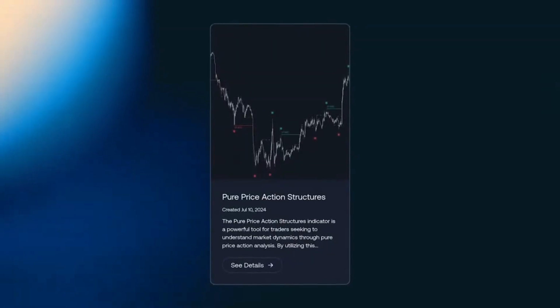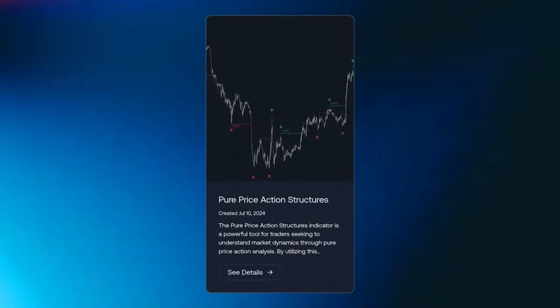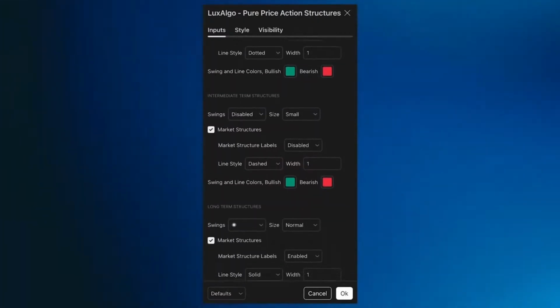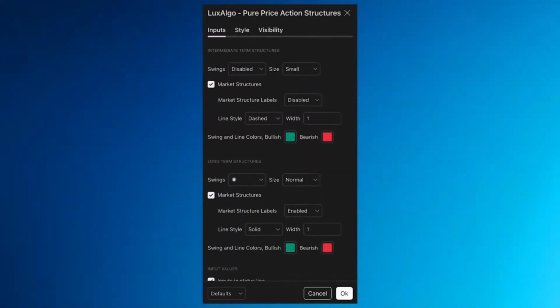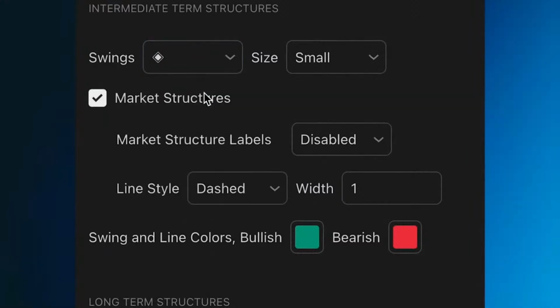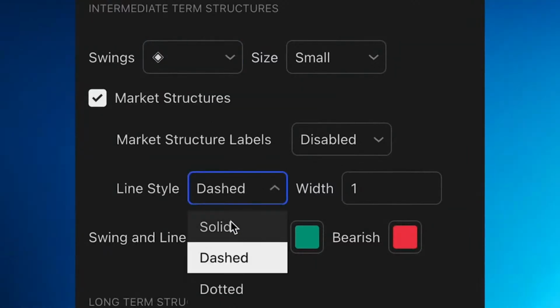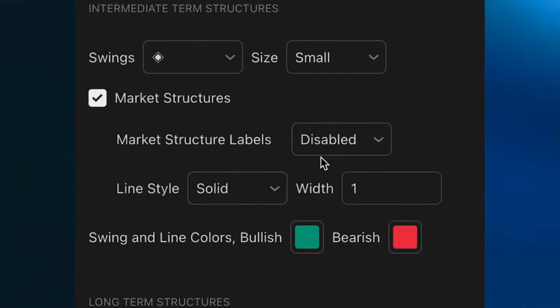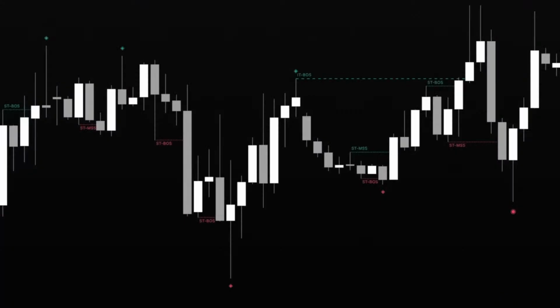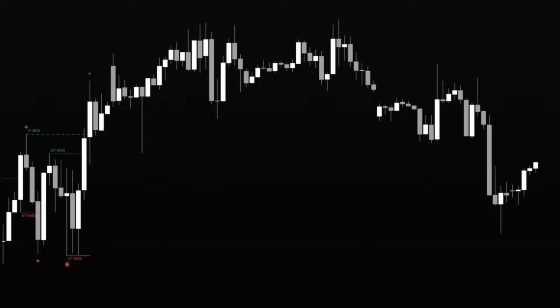But here's where it gets powerful. Every layer is customizable. Jump into the settings and you'll find dedicated sections for short, intermediate, and long-term structures. Want labels for the other levels? You can turn them on. Prefer a different line style or color scheme? It's all adjustable. You can even choose to display a floating label for structure type, instead of just decoding by line style alone. In short, you're not just seeing structure, you're tailoring how it's shown, so it aligns perfectly with how you trade.